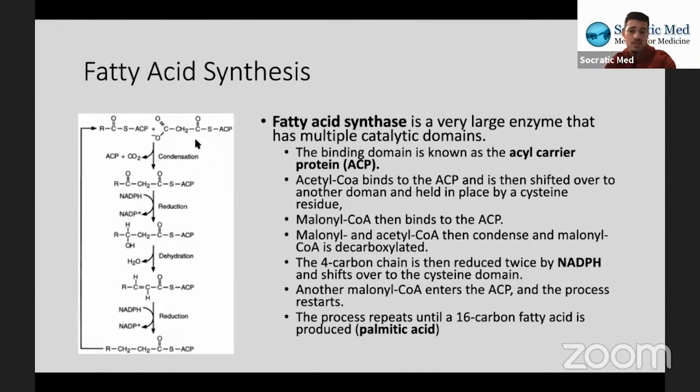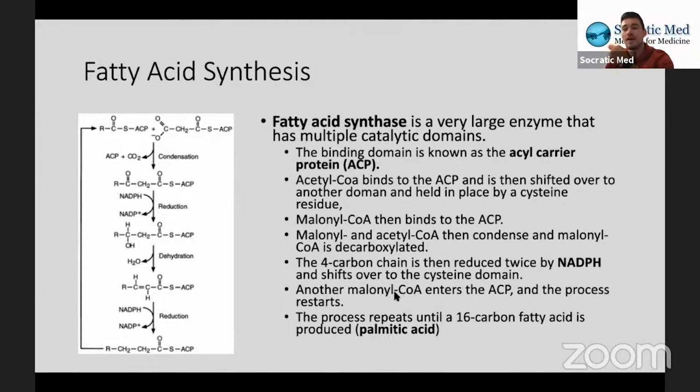And the 4-carbon chain is then reduced twice by NADPH. We've been talking about NADH, but NADPH is also a high-energy electron carrier. It's created in the pentose phosphate pathway. And it shifts over to the cysteine domain. The 4-carbon chain is reduced, shifts over to the cysteine domain, and then it just repeats the process again.